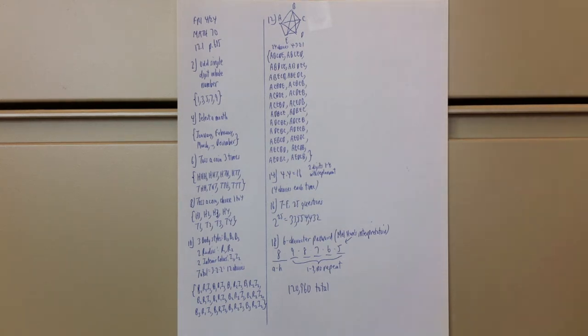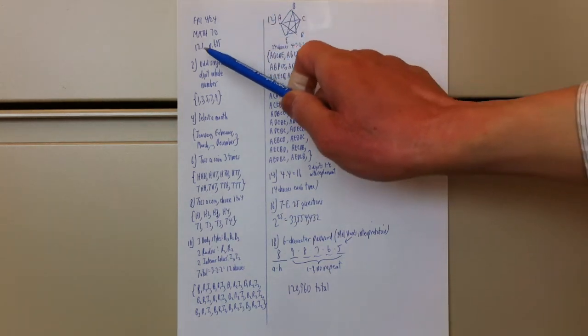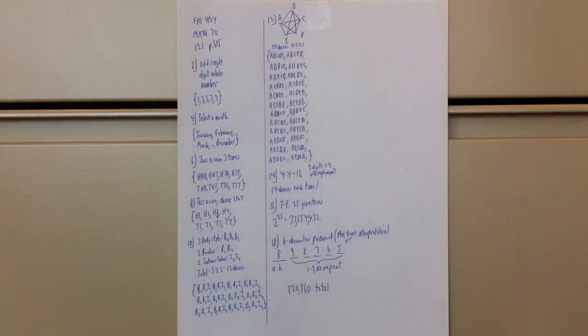These are notes from Melham's Math 70 for Friday, April the 24th, section 12.1, page 695. This is the beginning of the last chapter. Chapter 12 was on probability.